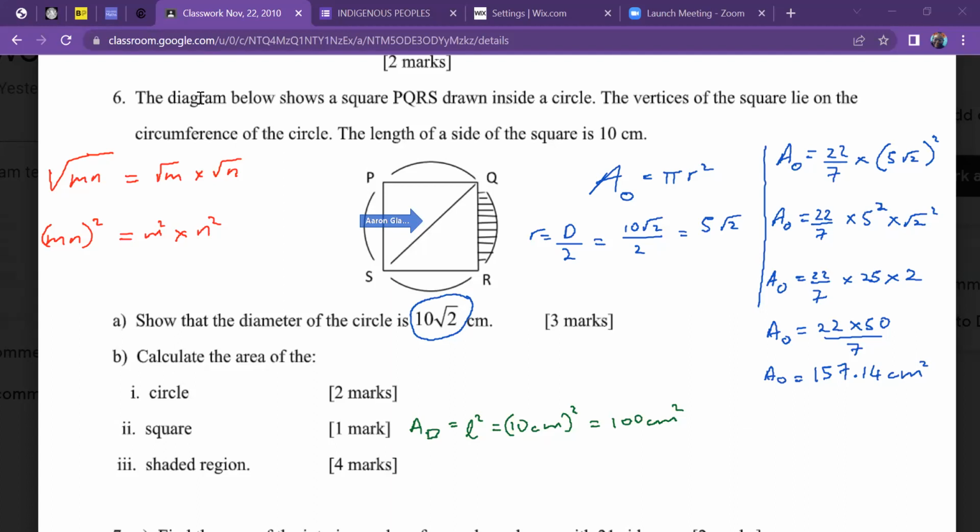So that's the area of the square. How do you think we will find the area of the shaded region? What do you think we should do? So I think you should minus the circle, the area of the circle from the area of the square. All right, that's a good step.